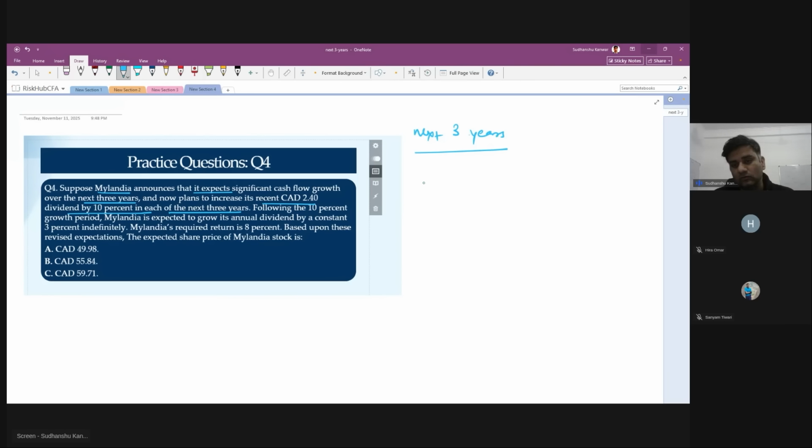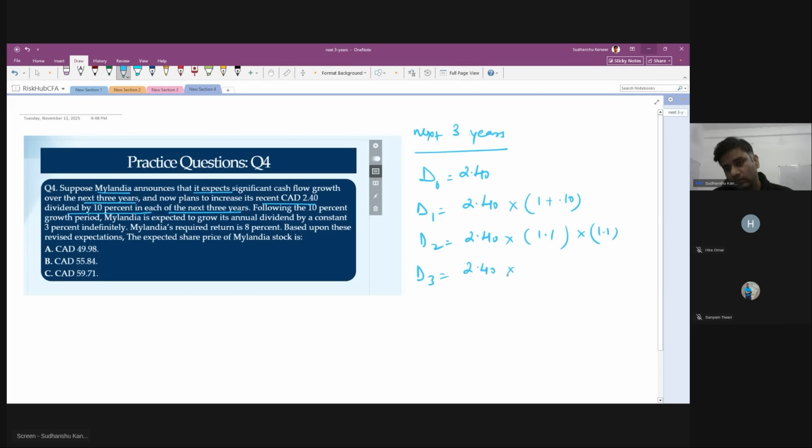So D naught was 2.40, D1 will be 2.40 times (1 plus 0.10). D2 would be 2.40 times 1.1 times 1.1 again. Why again? Same logic: every year your dividend is increasing by 10%. And the third year also, D3 equals 2.40 times 1.1 times 1.1 times 1.1.